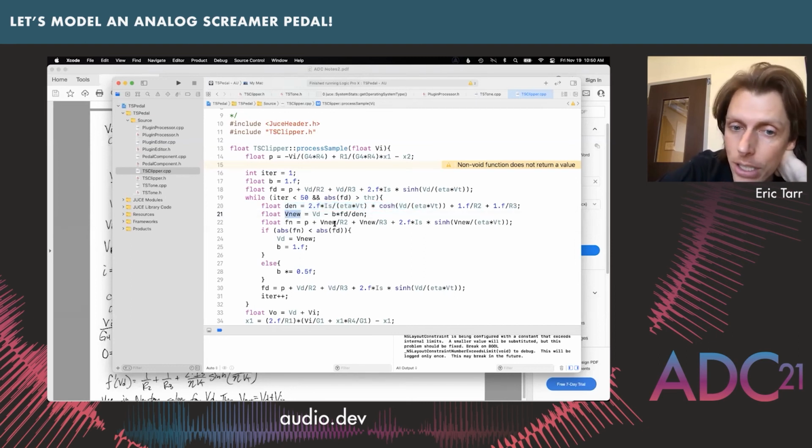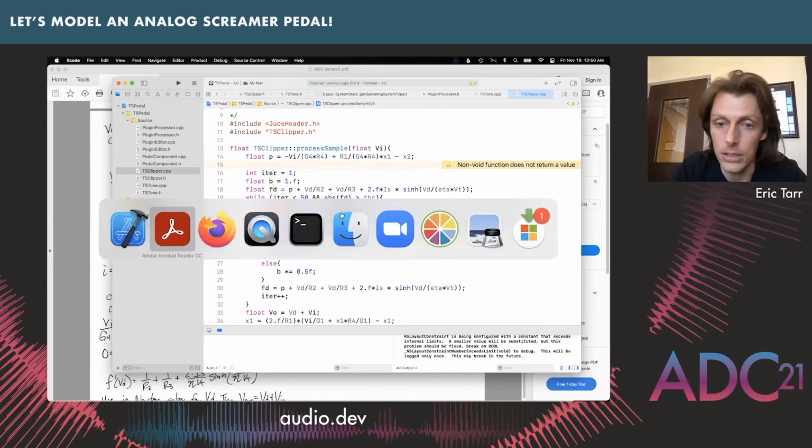If it's getting worse, then you scale it down by this B value. You start out with B equal to 1, but if there's a problem with it, then you reduce it down. Let me maybe draw you a picture of what this looks like to explain it really quickly.